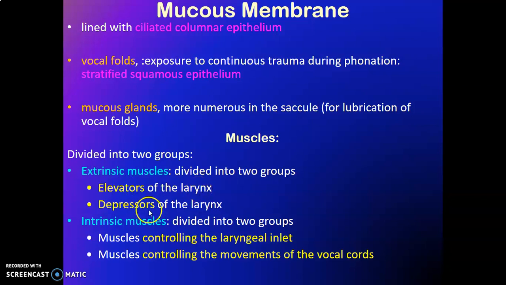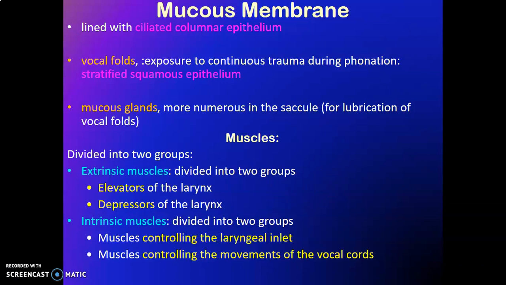Then we have intrinsic muscles of the larynx, which are also divided into two. You have muscles that control the laryngeal inlet and those that control the movement of vocal cords. So muscles of the larynx, extrinsic that elevate and depress the larynx, and intrinsic that control the laryngeal inlet and the movement of the vocal cords.